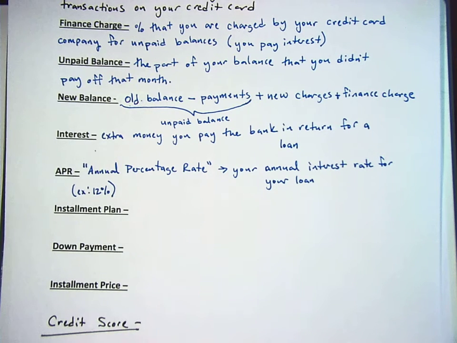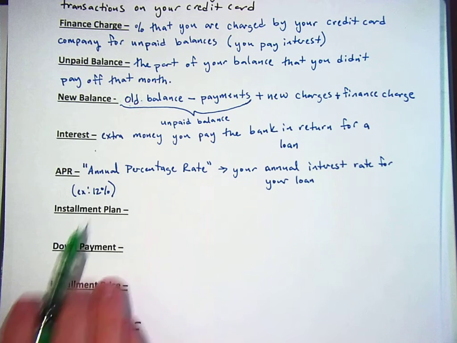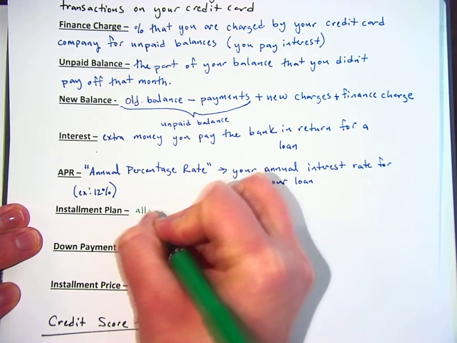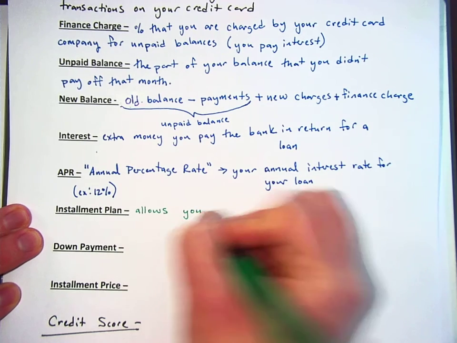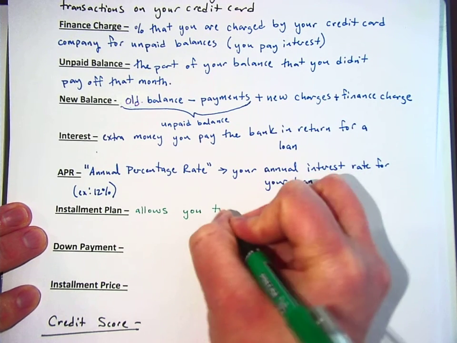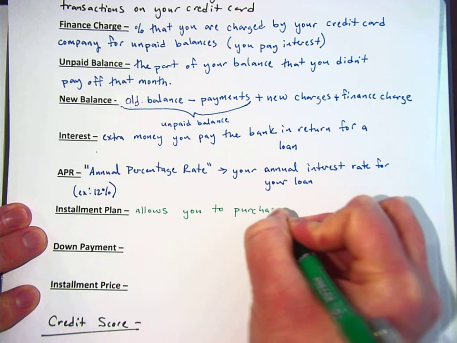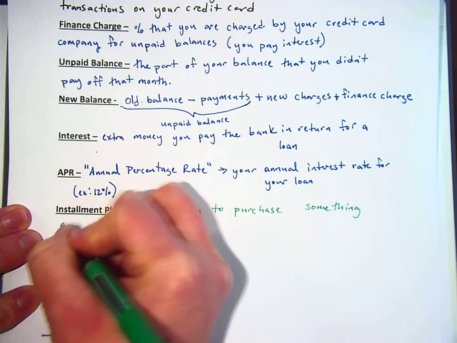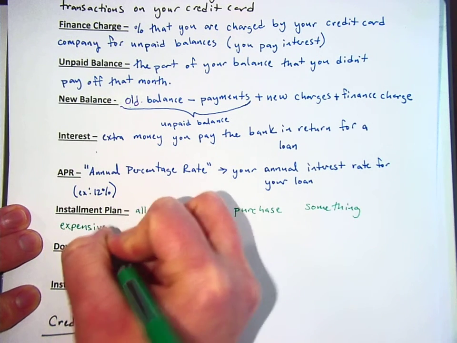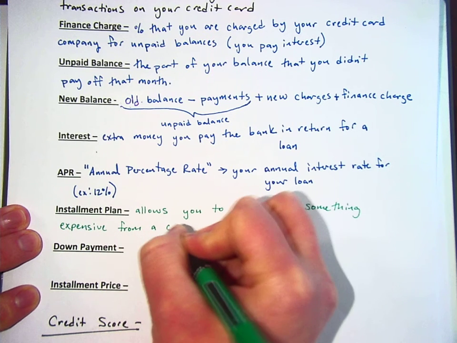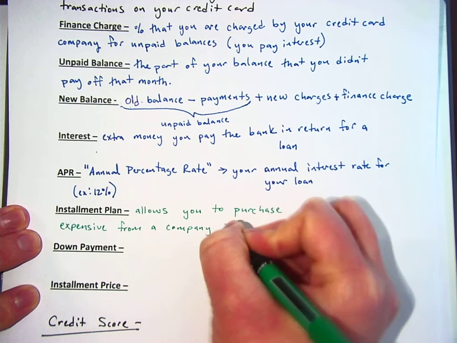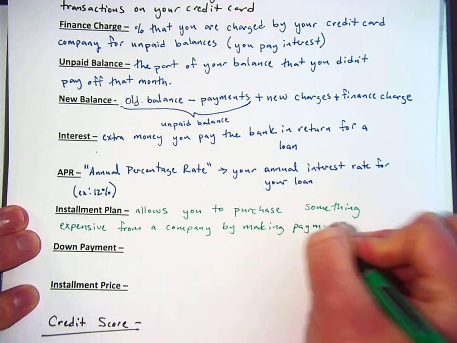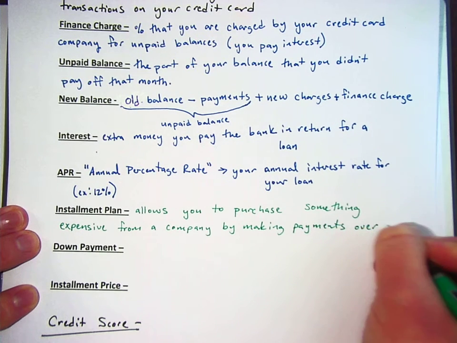All right, we're starting with some definitions. So, an installment plan, this allows you to purchase something expensive from a company by making payments over a time period.